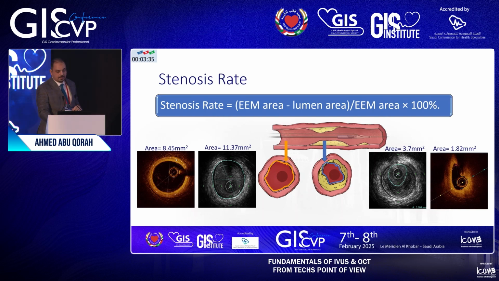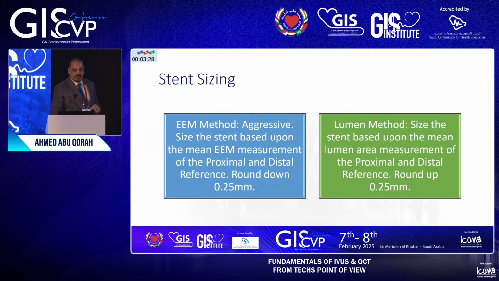For this IVUS example, the stenosis rate is 67.4%, and the OCT example is an 84% stenosis rate. Stent sizing. You can size the stent in two ways, EEM method or lumen method. The EEM method is a little bit aggressive. You need a proximal and distal reference, take the mean diameter between them and round down by 0.25. Lumen method, the opposite way. Take a proximal reference, distal reference, take the mean between them, and round up 0.25.